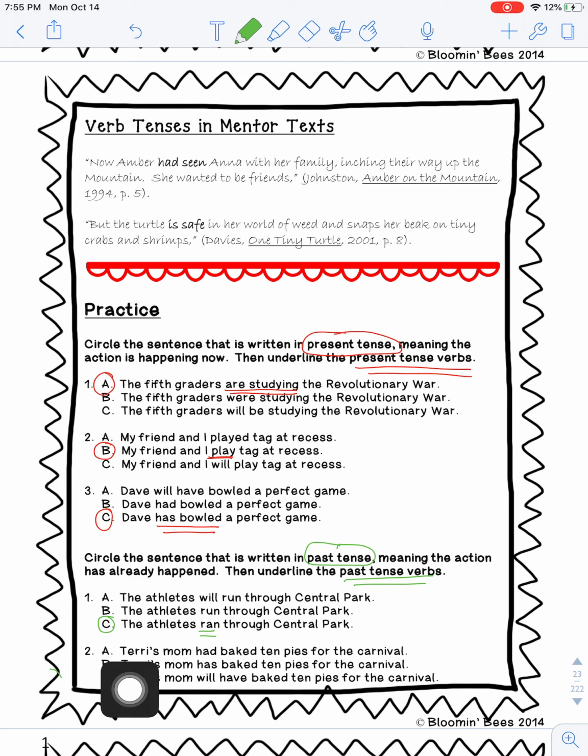And let's go to number 2. Terry's mom had baked 10 pies for the carnival. Terry's mom has baked 10 pies for the carnival. Terry's mom will have baked 10 pies for the carnival. Give you a moment to think about it.